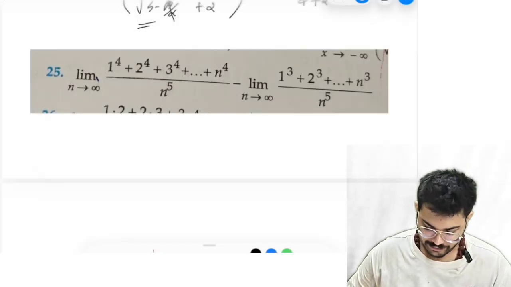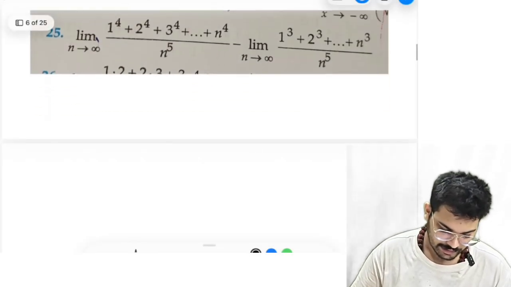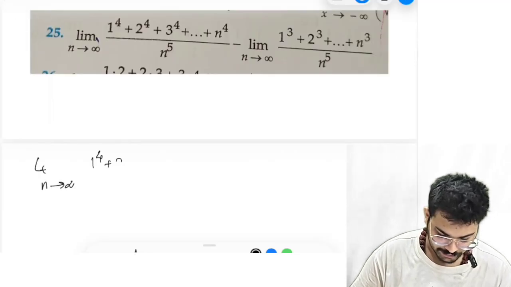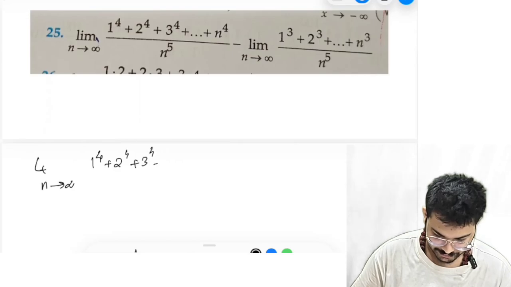Now we can solve the second question. This question is limit n tends to infinity, 1 raised to 4 plus 2 raised to 4 plus 3 raised to 4, etc.